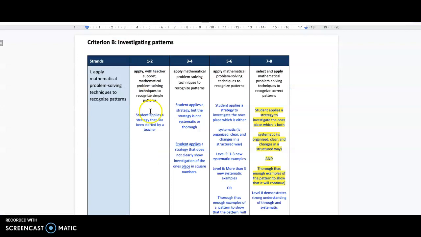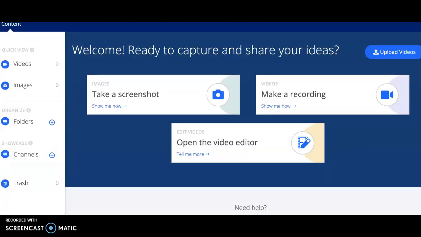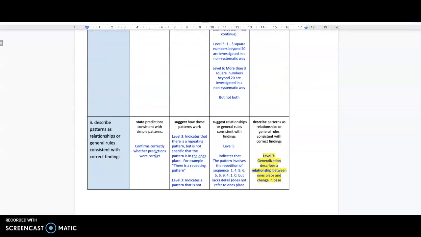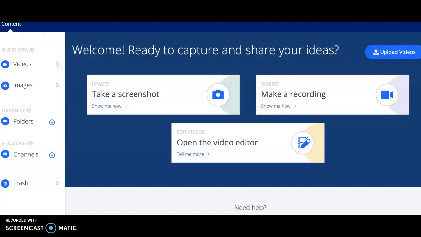So on the rubric, this student fell in the 7-8 band because they used a strategy that was systematic and thorough. You can see that it's systematic because they increase the base by 1, and it's thorough because they go all the way from 21 to 38. So the next part of the rubric is describing patterns or relationships as rules. Let's take a look at what this person did.